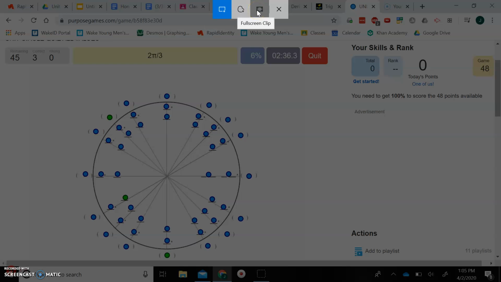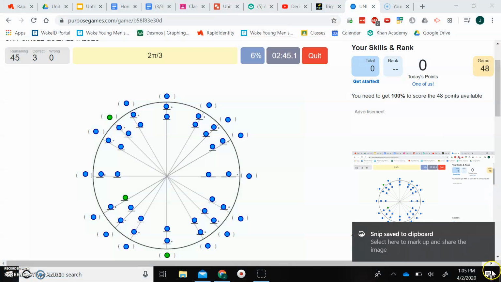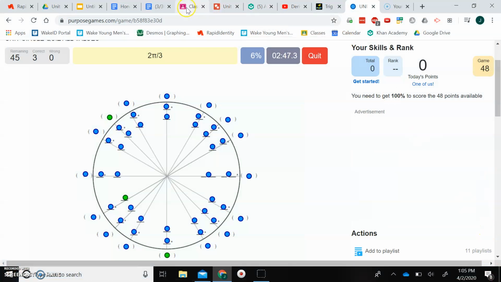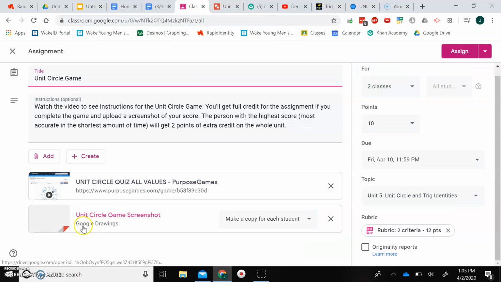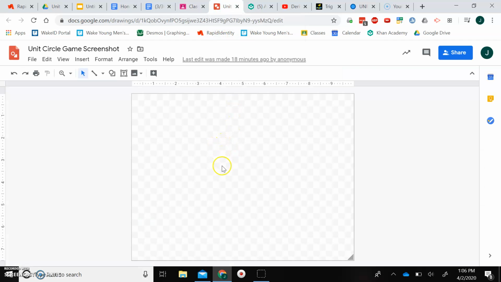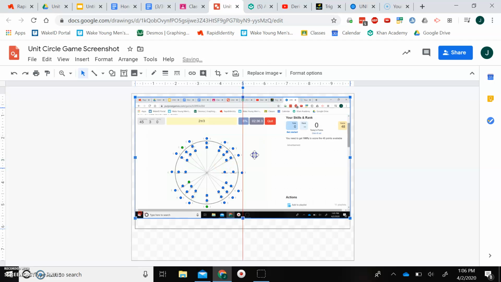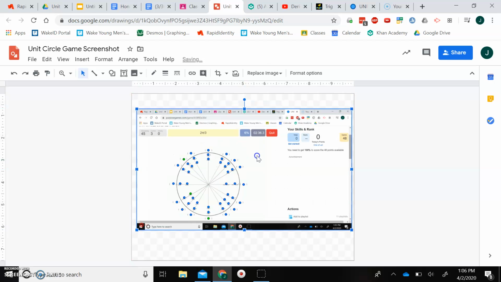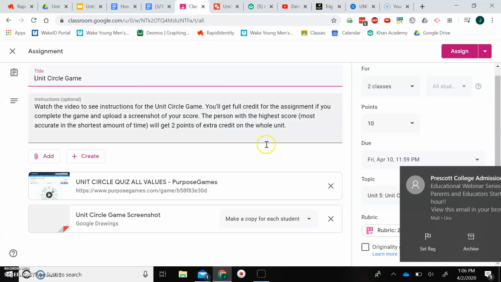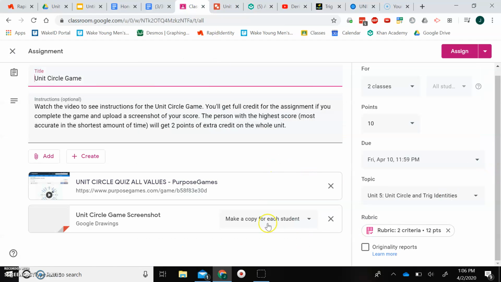I want to screenshot the full screen. And then on the Google Classroom link, there's also this Google Drawings document called Unit Circle Game Screenshot. And so all you're going to do is go in there. It'll look like this. You're going to paste your screenshot, and then you'll go back to the classroom assignment and click submit when it's done. So this is what it looks like for me, but yours will look slightly different.